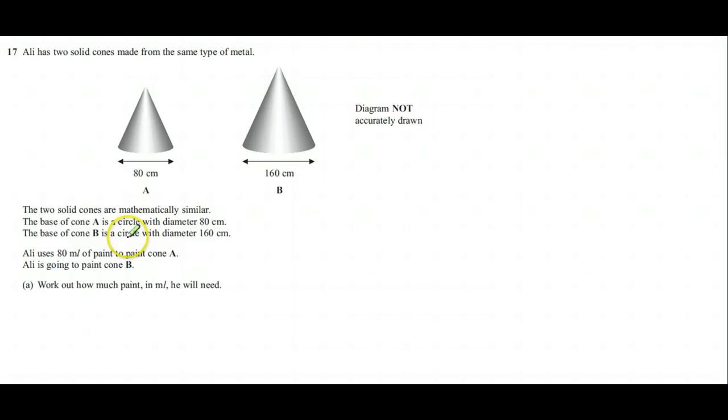So key information wise, we've got two solid cones made from the same type of metal. The two solid cones are mathematically similar. There's the first key bit, and that actually gives away the approach that's needed for this question. I'll come back to that in a moment. It tells us the diameter of the two cones, and they're important. It tells us how much paint it would need to cover cone A, and then we're working out how much paint we'll need to do cone B.